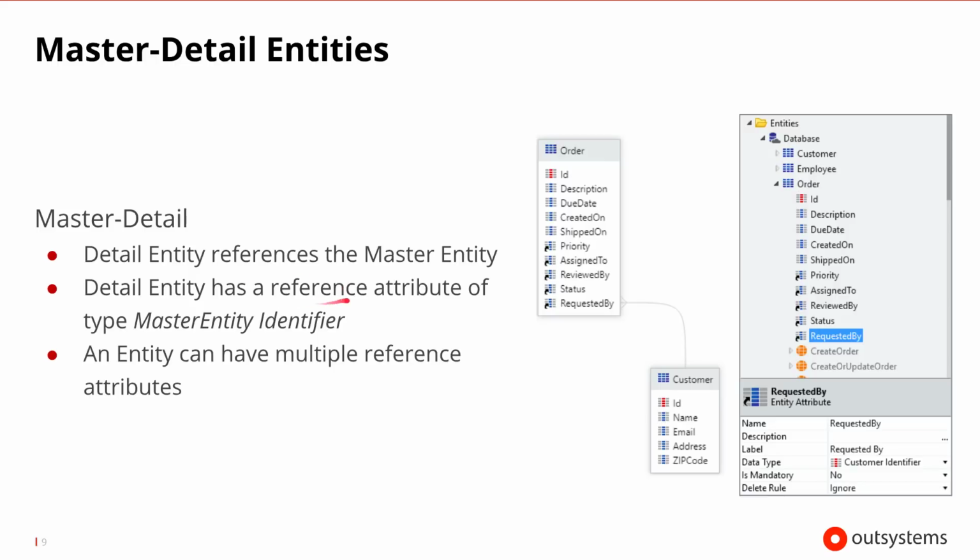So the detail will have the reference attribute of type master entity identifier, and an entity can have multiple reference attributes. As an example of this, obviously the order has requested by. The requested by is that customer identifier, and it references the customer. So in this case, the order is the detail, and the customer is the master entity, because the customer does own the order. That's who placed the order, and that's kind of how that works. And here we can see that the order has lots of other referenced attributes, which mean there are other entities in which it's in a master detail relationship with as well.